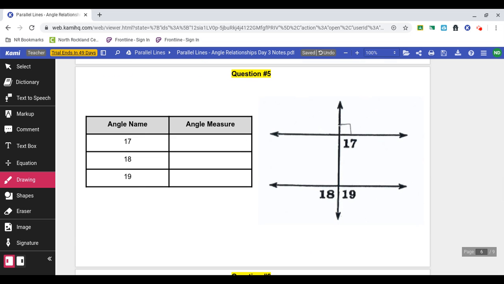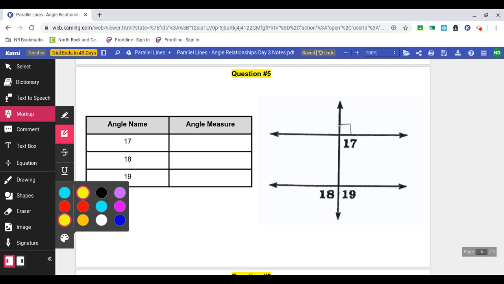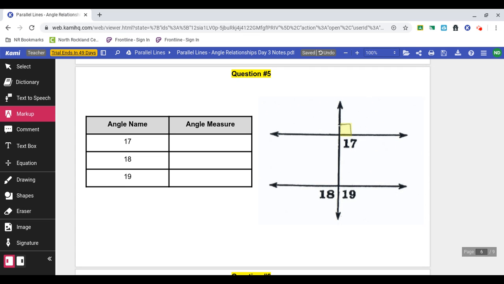Number 5, I only gave you 3 angles, angle 17, 18, and 19. If you're looking at this problem, you might think, well, I can't answer it because I didn't give you the measure of any angles. But I did. This little box here tells us the measure of that angle. That little box tells me that it is a right angle, and all right angles are equal to 90 degrees. So that means that this angle right here is equal to 90 degrees.